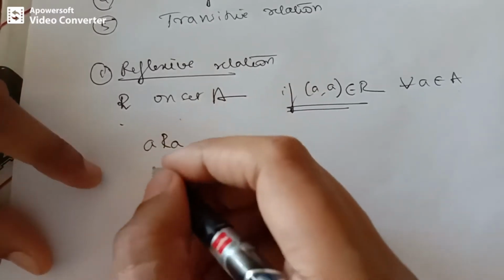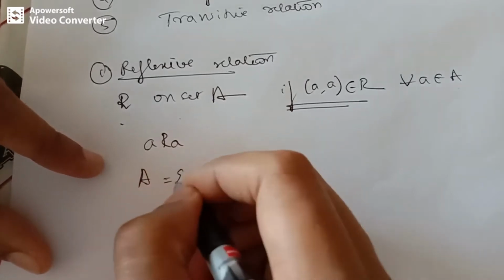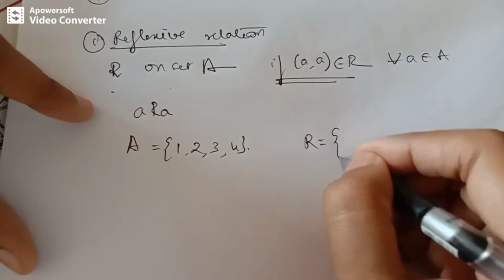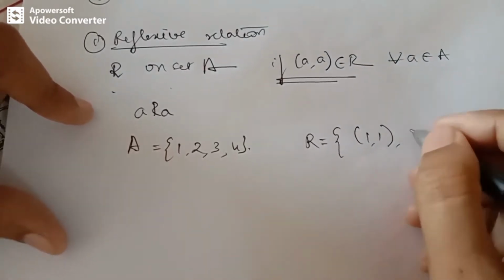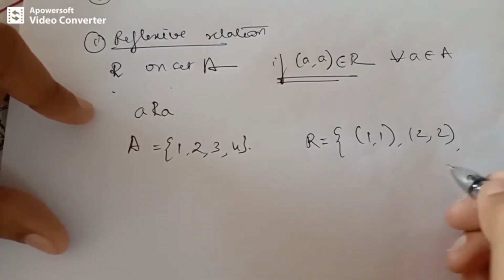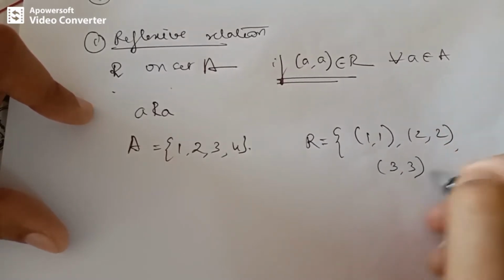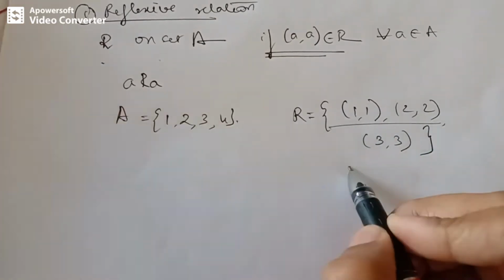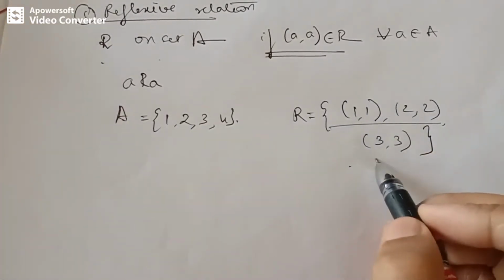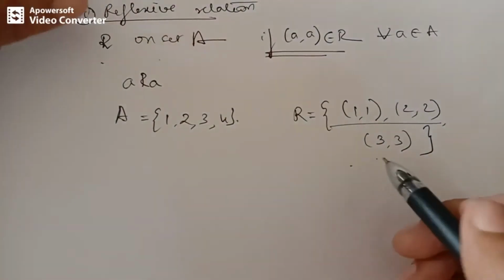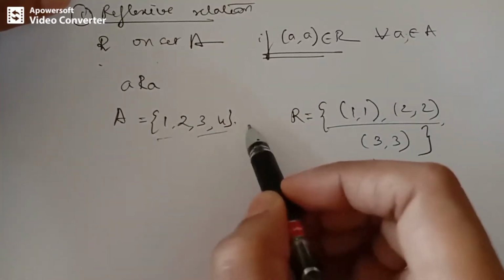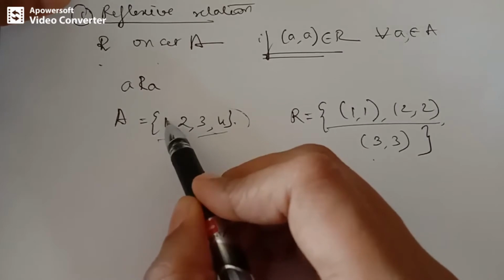Let me give you an example. Let's say I have got a set which consists of elements 1, 2, 3, 4. And I have got a relation here, and these are the ordered pairs in the relation: (1, 1), (2, 2) and (3, 3). If I consider this relation with these three ordered pairs, is it a reflexive relation? No. Why? Because whatever elements are present in the set, each one of them must be related to itself.